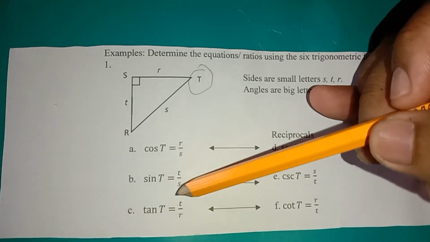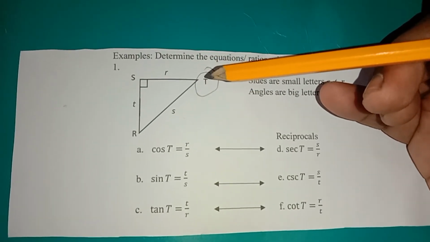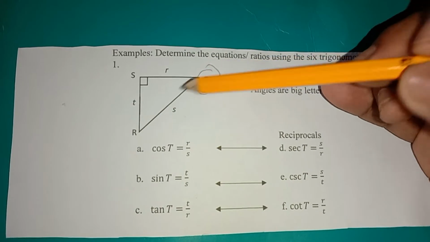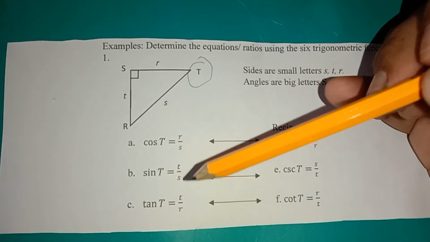Next, tangent of theta, TOA. So that is opposite over adjacent. T over R. Tangent of T equals T over R.